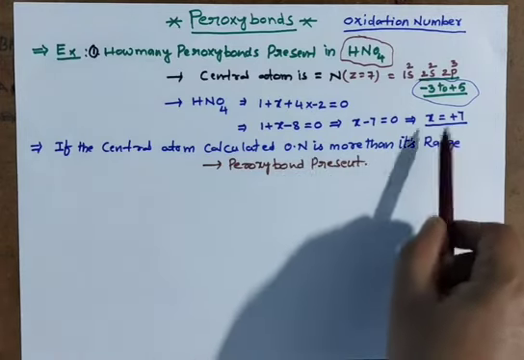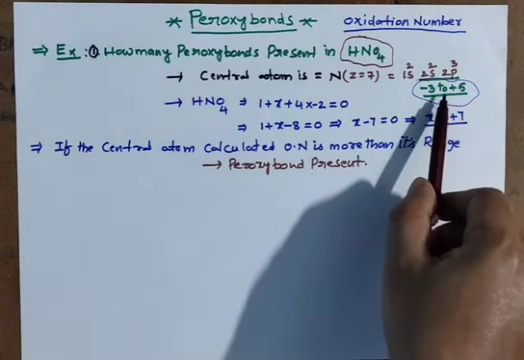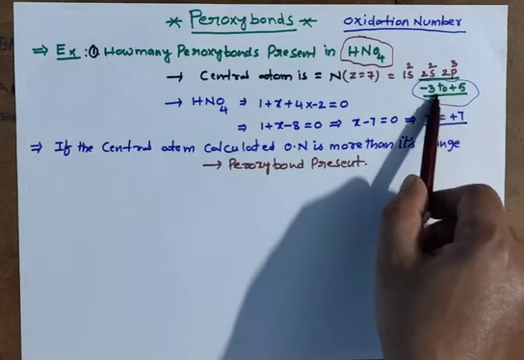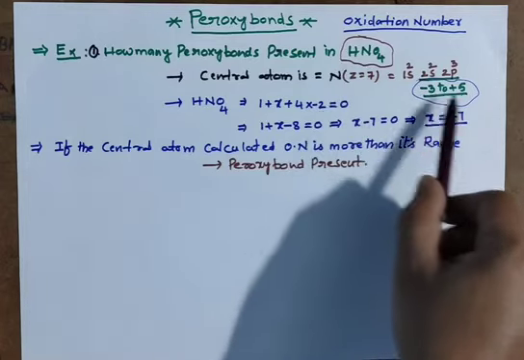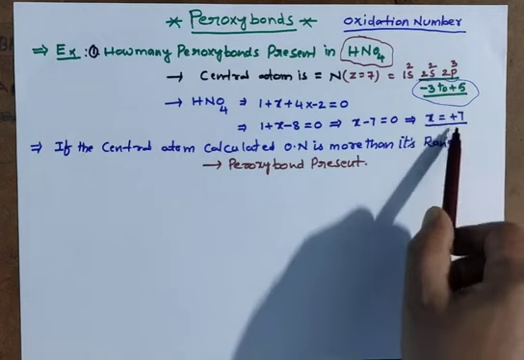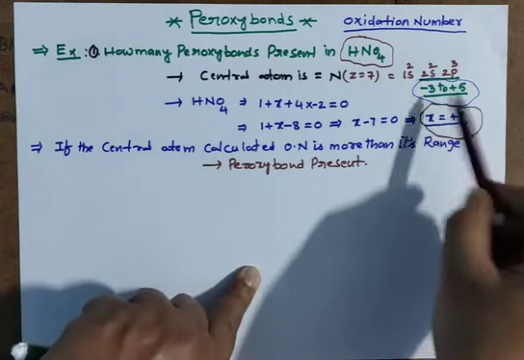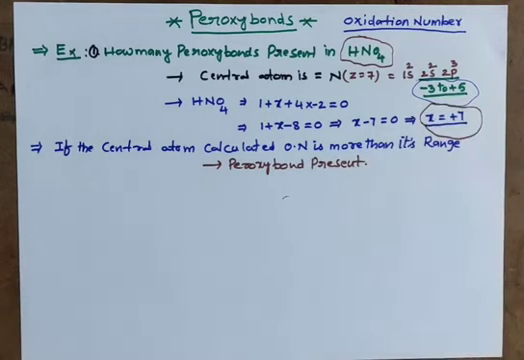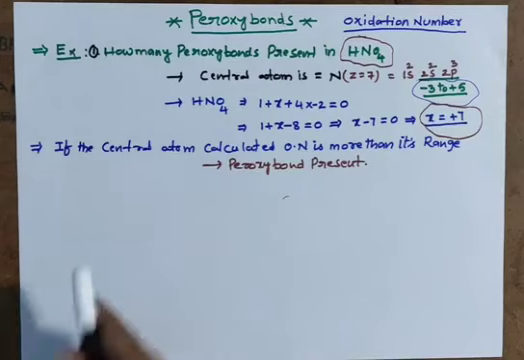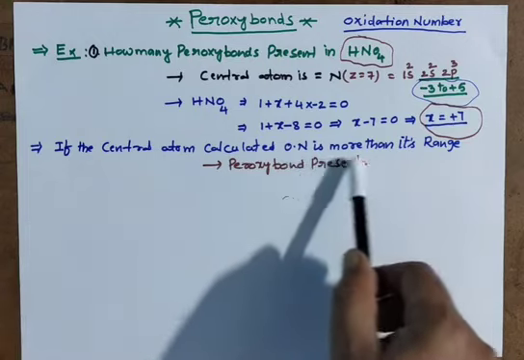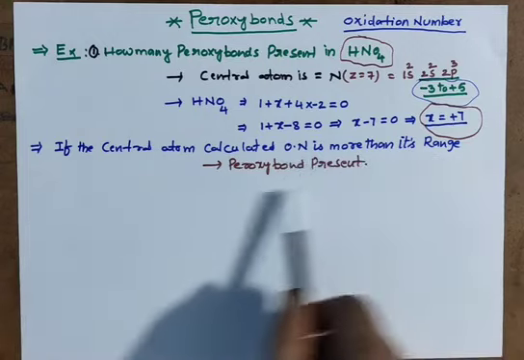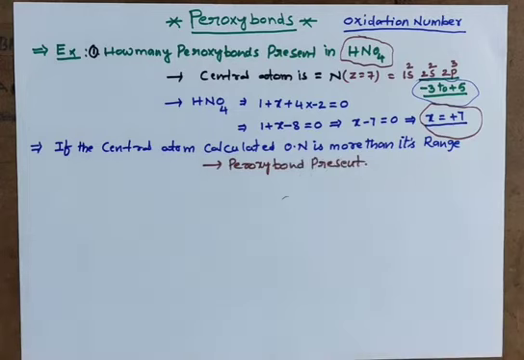So how to identify whether a peroxy bond is there or not? First we have to calculate the oxidation number and compare it with the maximum oxidation number. Nitrogen's maximum oxidation number is +5, but the calculated oxidation number we got is 7. So the calculated oxidation number and maximum oxidation number are not in range. That's why a peroxy bond is present. Clear? If the central atom's calculated oxidation number is more than its range, then a peroxy bond is present.